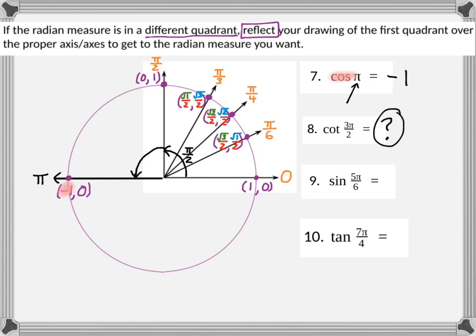So what about this next one? Cotangent of 3 pi over 2. Try to figure it out real quick. Pause the video and come back.